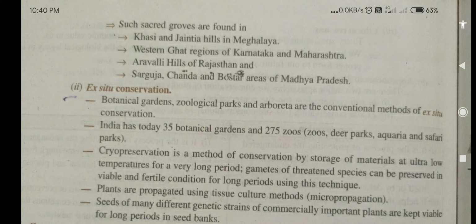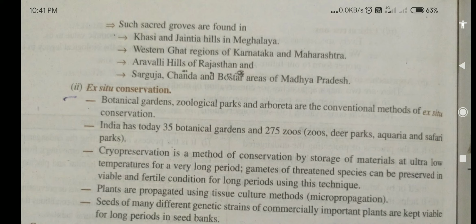Then ex situ conservation, like botanical gardens and zoological parks. India today has 35 botanical gardens and 275 zoos. Then cryopreservation, which is the method of conservation by storage of material at low temperature for a very long period of time. So gametes of threatened species are kept at very low temperature.